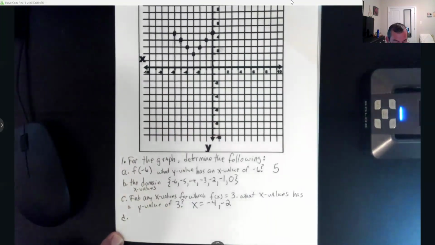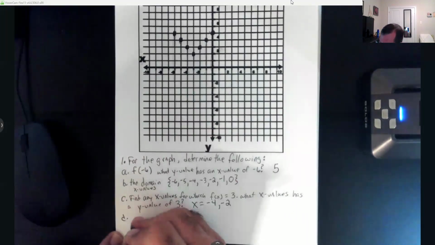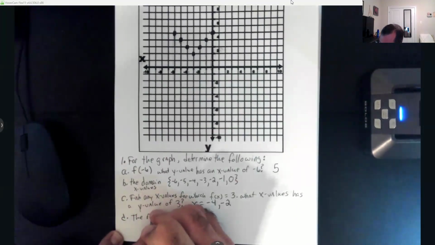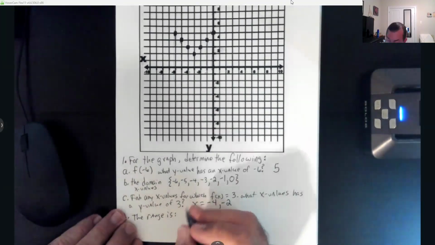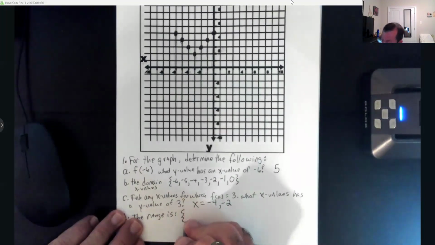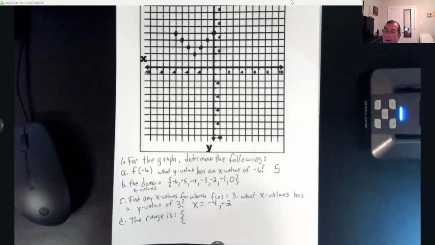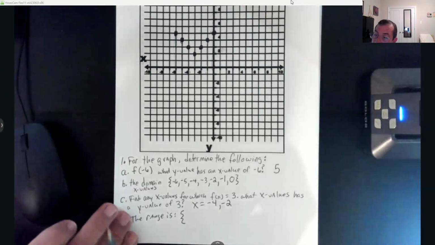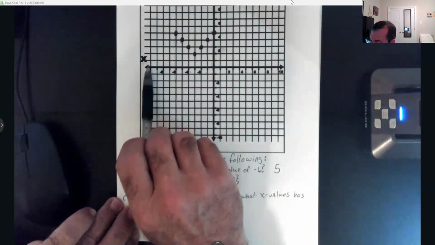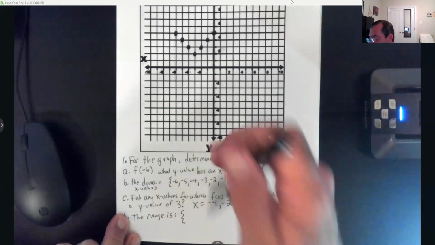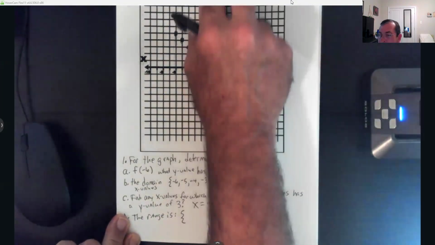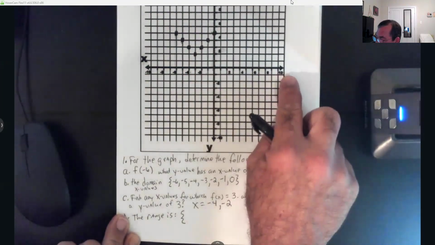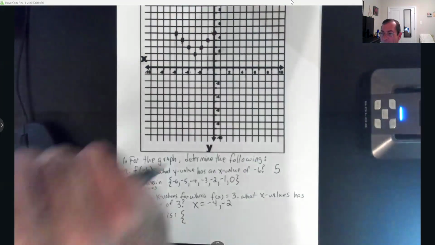All right, y'all, let's see what they want in D. D, they want the range. And they give you the little squiggly curves now. Now, y'all, let me show you how I do it. When I do my domain, I go left to right. When I do my range, I go from bottom up. So left to right on the domain, bottom up on the range.